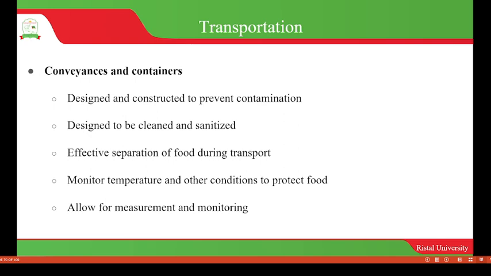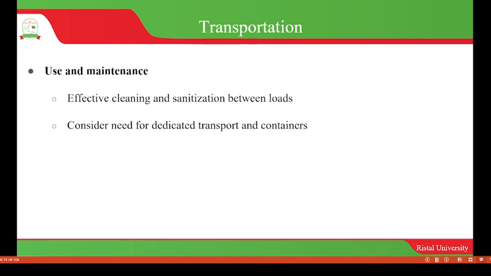In the process of transportation, we have to separate foods from other items like the raw materials, ingredients, or human beings, and so on. So, in the conveyance of the containers, during transportation, we have to ensure that there is an effective separation of the food products. Then we have to monitor temperature and other conditions to protect the food from spoilage. And then we have to allow for measurement and monitoring during transportation.